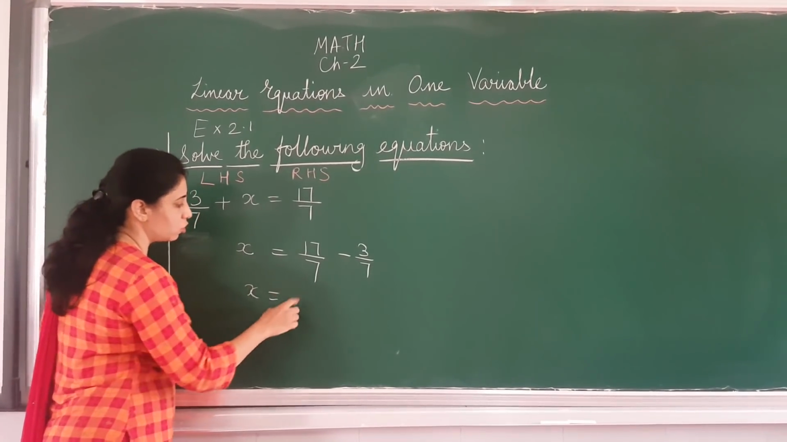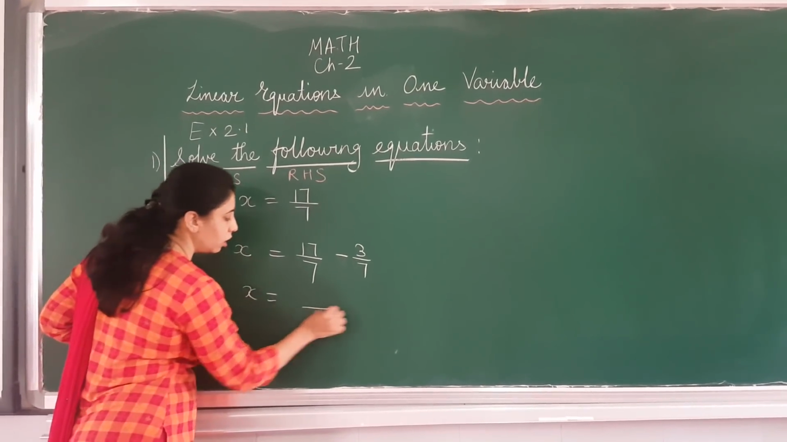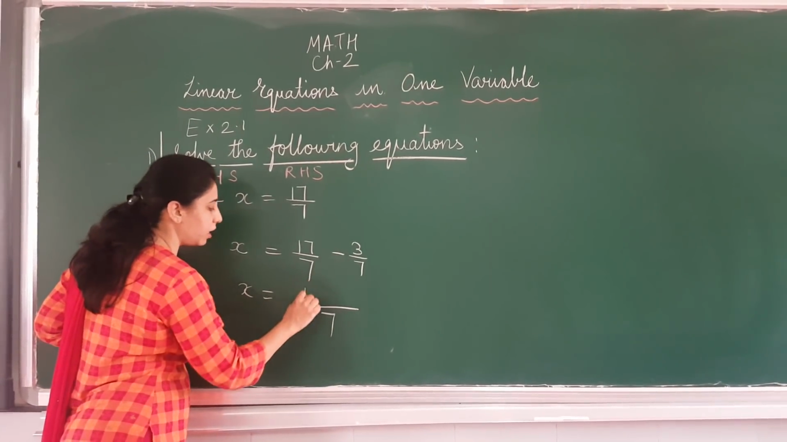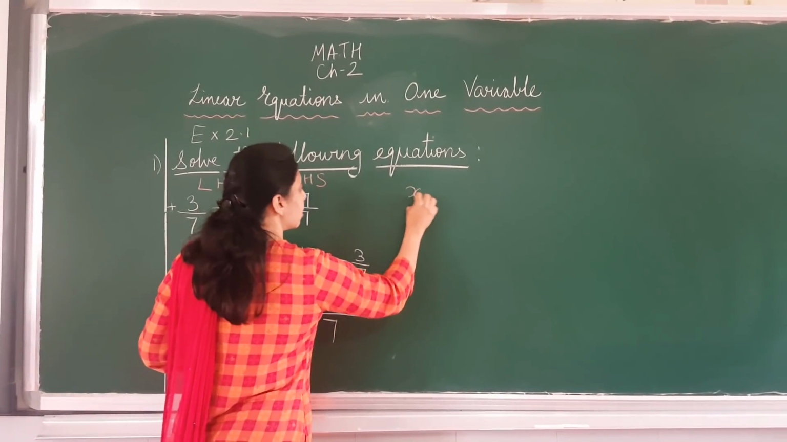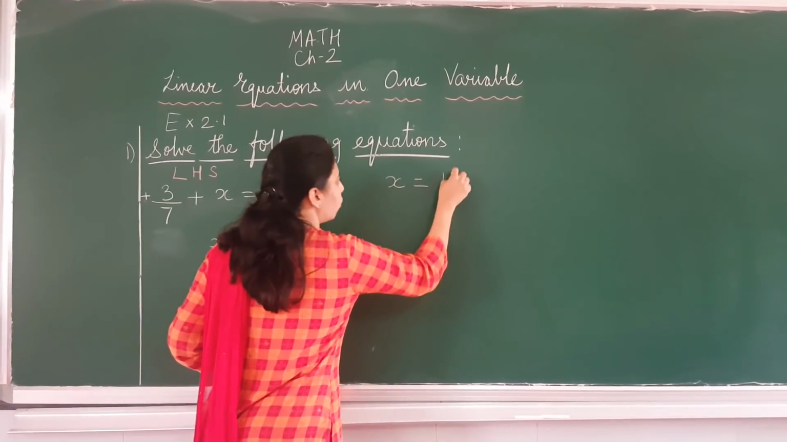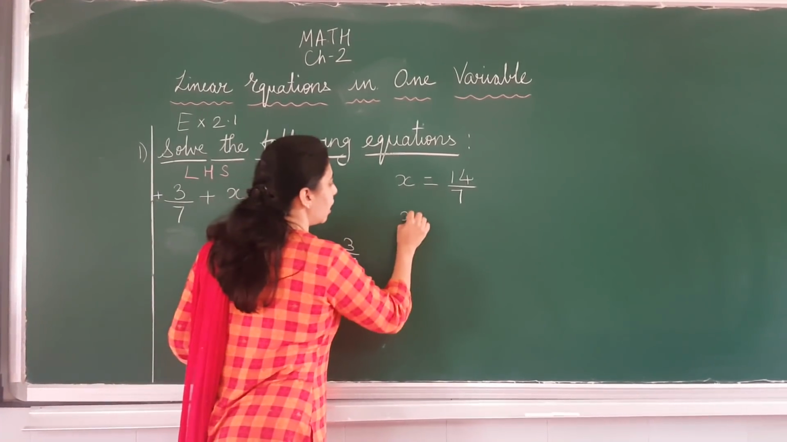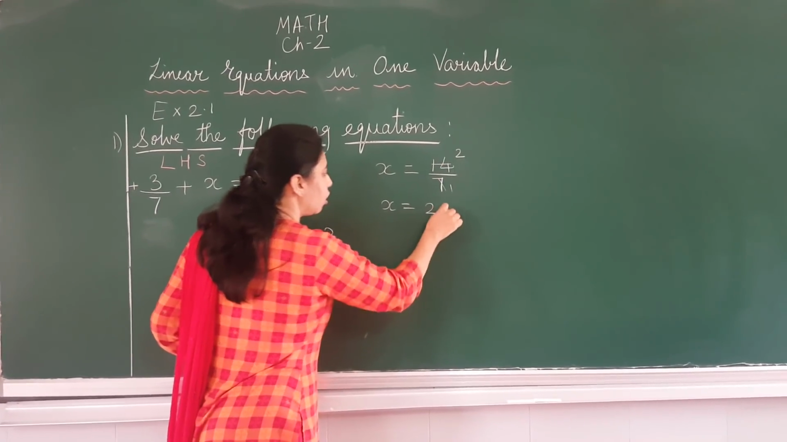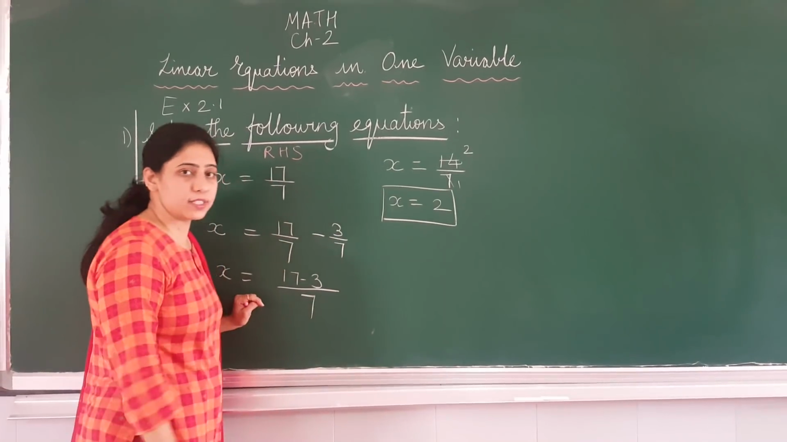So x is equal to, now you can see here, you have already learned about this, when the denominators are the same, you have to take it as common. So 7 will be the same, 17 minus 3. So what will be 17 minus 3? Now do the integers part. 17 minus 3 is 14. So x is equal to 14 upon 7. Now you can divide. 7 ones are 7, 7 twos are 14. The value of x is 2.